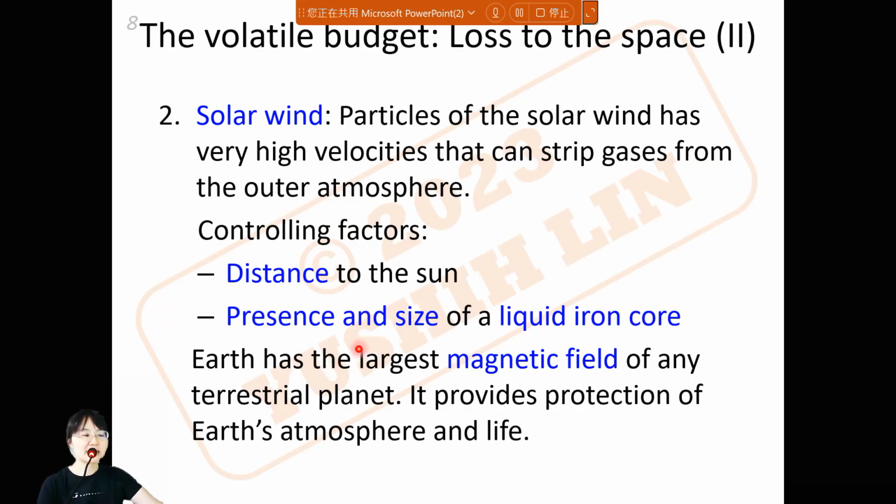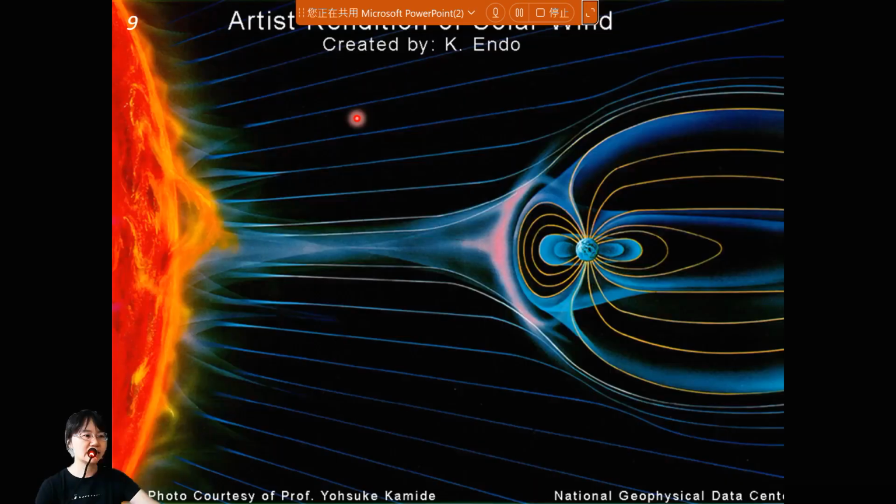Why? Because the liquid iron core is the source of the magnetism of the Earth. And Earth has the largest magnetic field of any terrestrial planet in the solar system. The good thing about that is it provides protection of Earth's atmosphere and life. This is an artist's view of how the Earth's magnetic field protects the Earth from the solar wind. The sun is constantly emitting particles to the surroundings, and the magnetic field around the Earth helps to protect against the attack from these particles and helps us to maintain our volatiles.